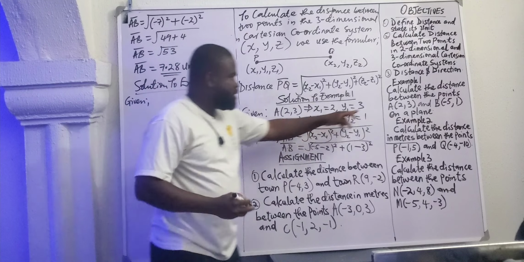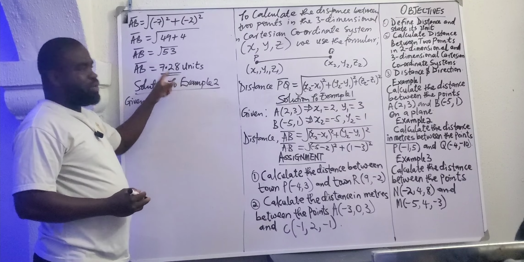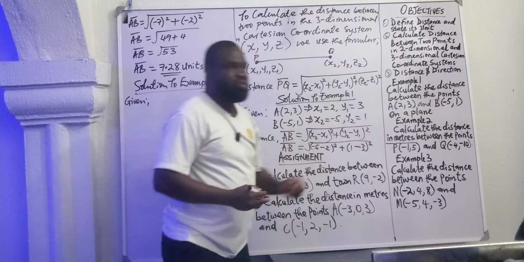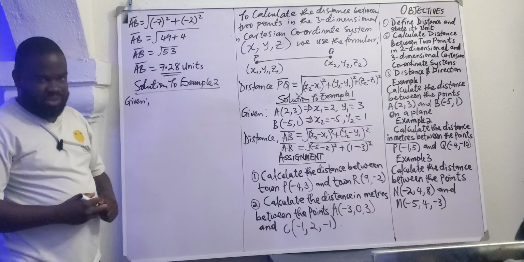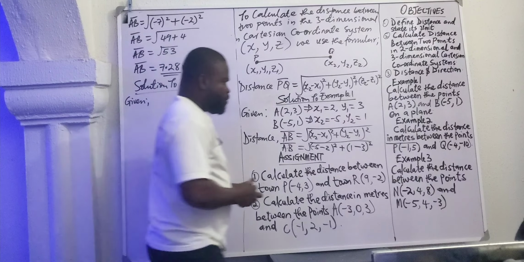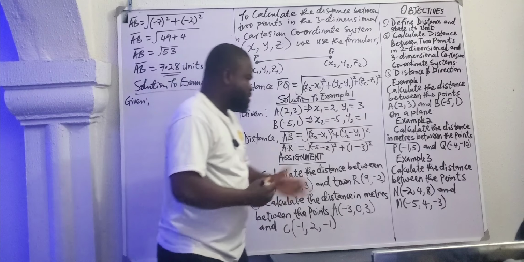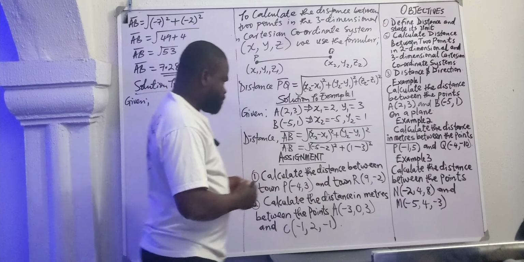So I have said in this first example, I use unit here after the answer because I was not told in what unit to express the distance. So you will use units after the answer. Good. So they say calculate the distance in meters between the points P and Q.